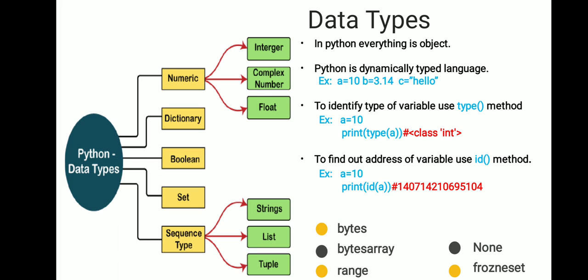All these data types we'll see one by one in upcoming video lectures. Now just remember, in Python we have a total of 14 data types: int, complex, float, dict, bool, set, frozenset. Then in sequence, string, that is str, list, tuple. Then bytes, bytearray, range, None. So these are the 14 data types present in Python.